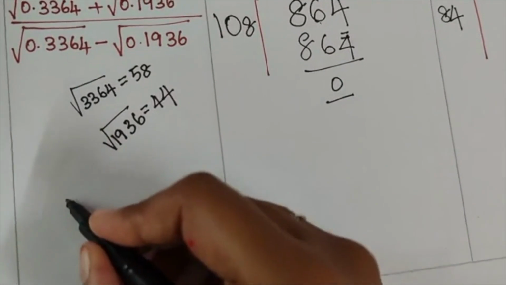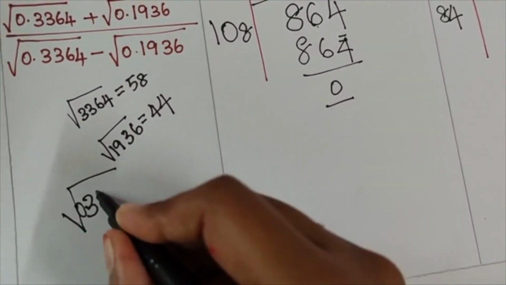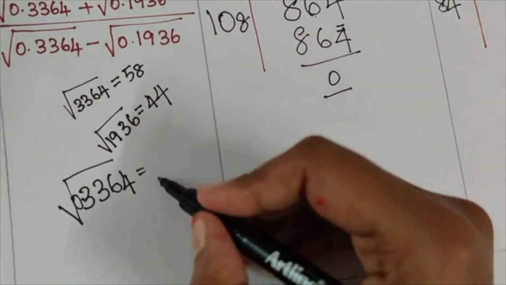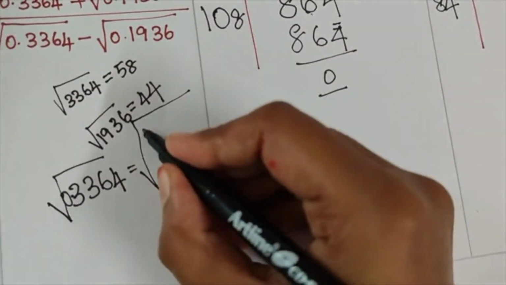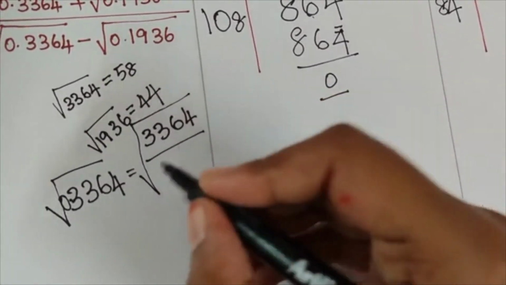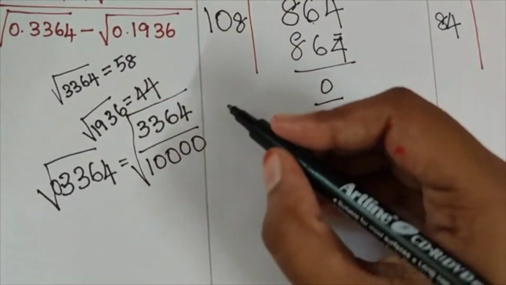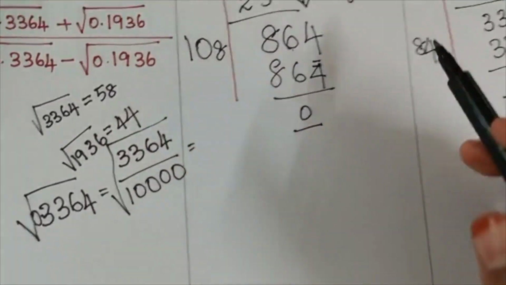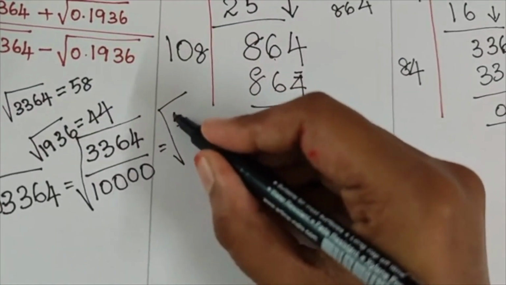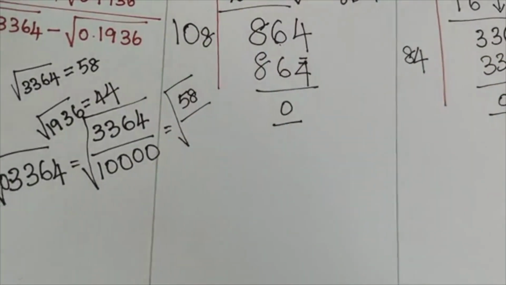We know that the square root of 0.3364 can be written as, since it has 4 decimal places, we can convert this to a fraction by writing root of 3364 divided by 10,000. So here we have root of 3364. What is root of 3364? 58. Square root of 58 and 10,000, root of 10,000.